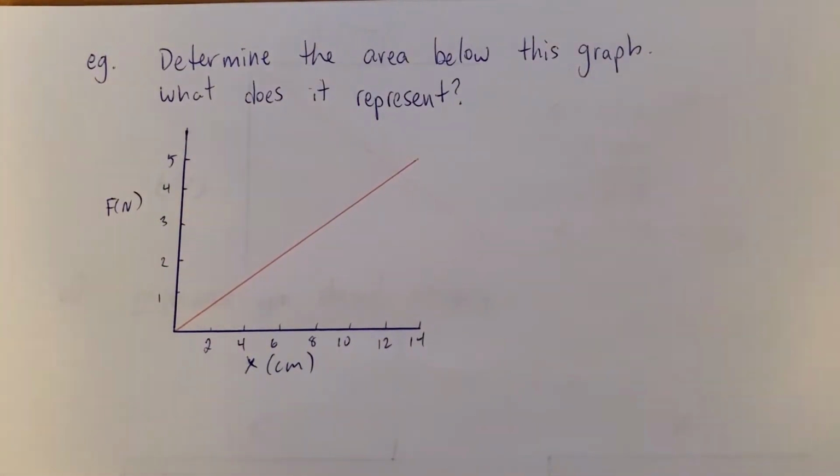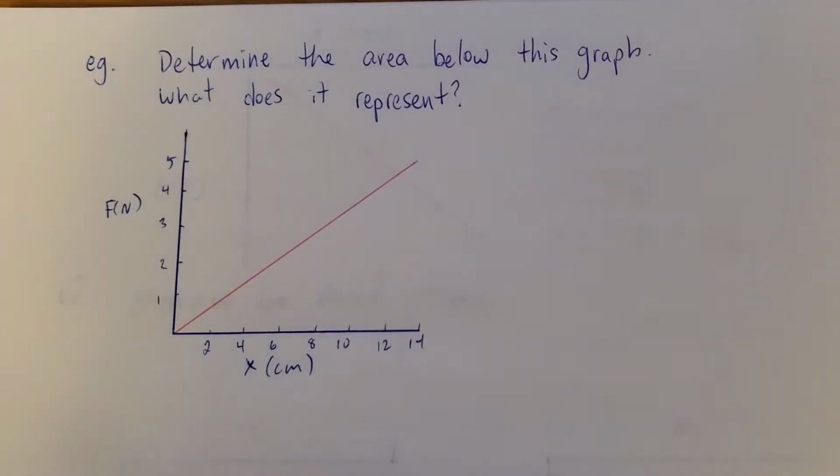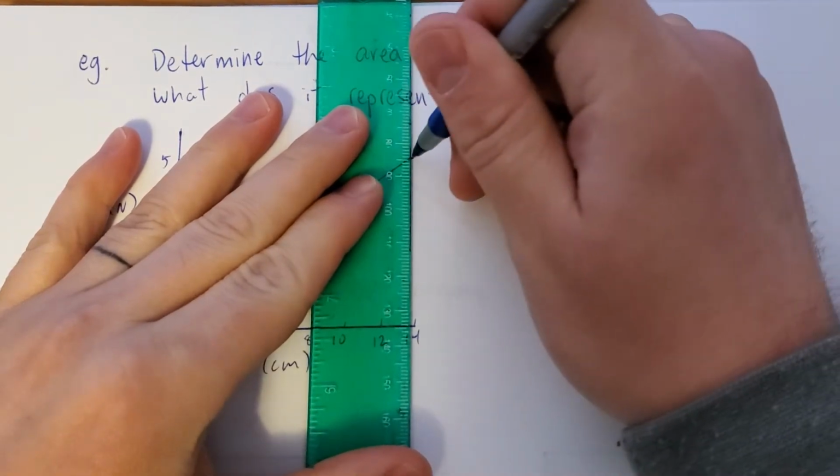All right, I've set up another example. It's actually the same graph we just looked at, but I want us to find the area below the graph. And as we're doing it, I want you to think of what it might represent. We'll certainly get there. Okay, so to find the area, no big deal. Just turn it into a shape here.